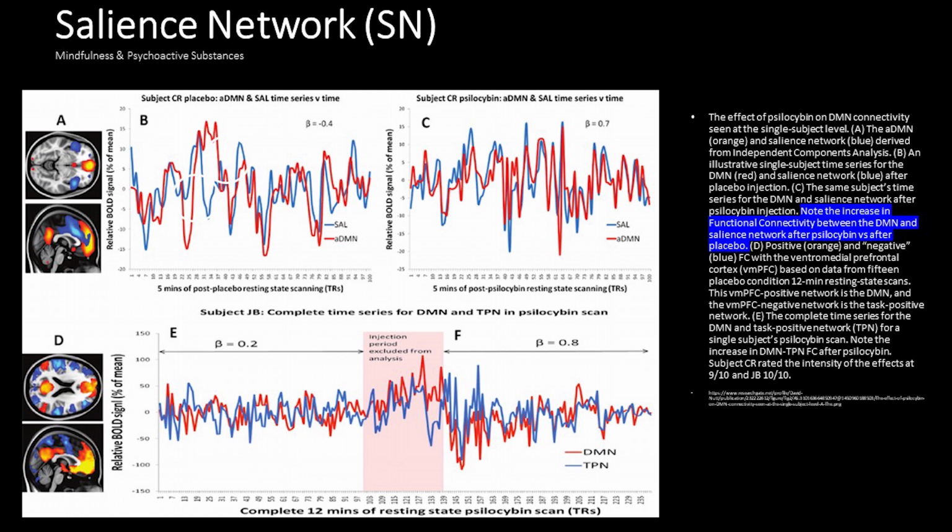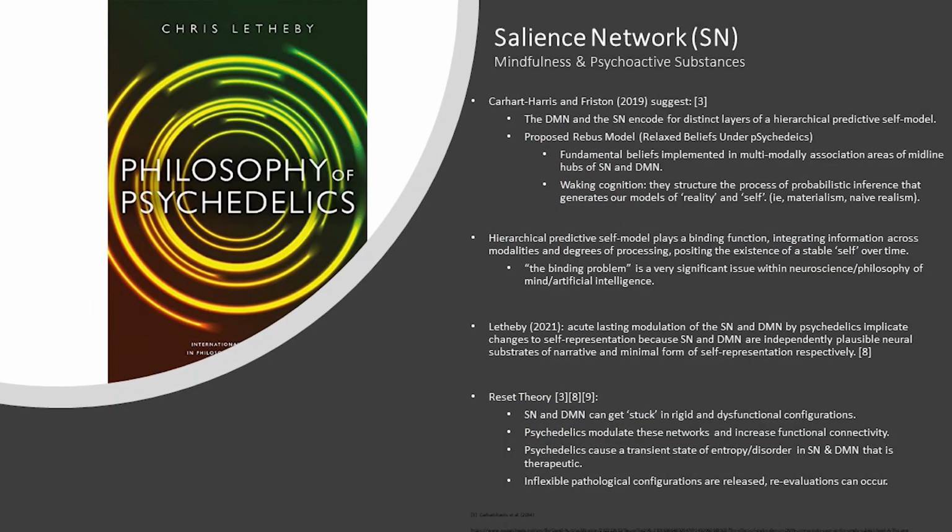Now, this research is all well and good as research, but what is it explaining exactly? And what does it mean in a broader context of self and how we put our worlds and beliefs together? I mean, what good is neuroscientific research unless we apply it to other disciplines like psychology and philosophy, right? So some of the authors of this research, Carhart and Friston in 2019, suggest that the DMN and the SN encode for a self model that is hierarchical and predictive in nature. So building our conception of ourselves from hierarchies of data that is predictive in nature.